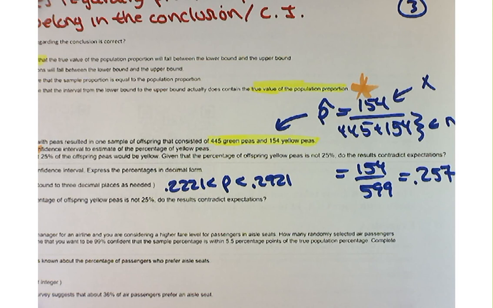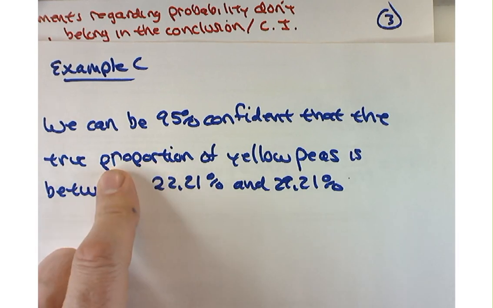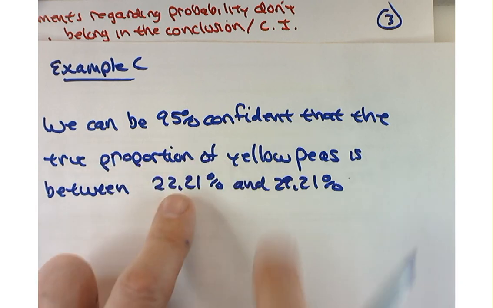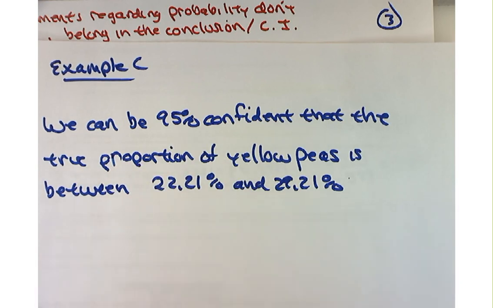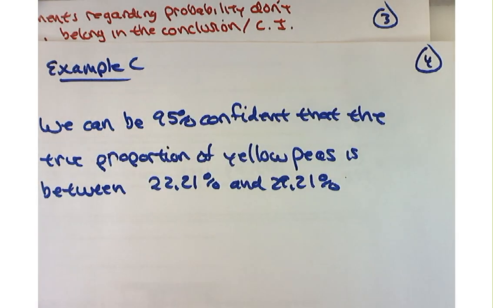Victoria? We can be 90%, 95% confident that the true population proportion of yellow peas is between 22.2% and 29.2%. Beautiful. Wouldn't change a thing. We can be 95% confident that the true proportion, or you can say true population proportion, either one, of yellow peas is between 22.21% and 29.21%. So, beautiful. It's exactly the way I'd like to see it stated. Are we okay with that conclusion?